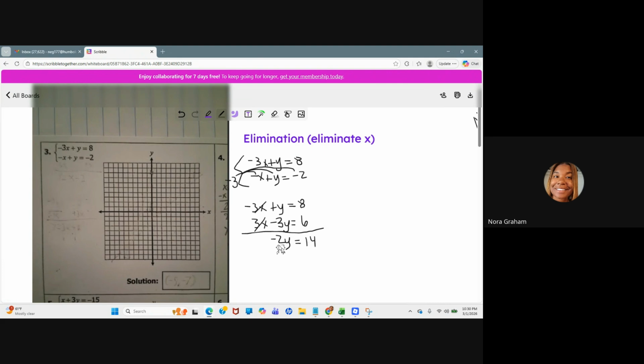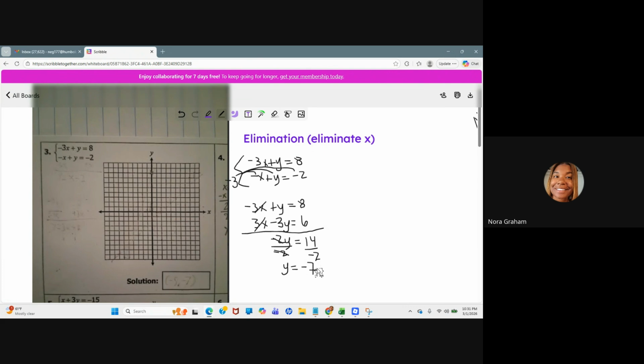Now I'm still trying to solve for my y variable. My negative 2 is being multiplied by my y. That's a coefficient of y. I want to get rid of that coefficient. I want my y all by itself. So I do the opposite of multiplication, which is division, and divide both sides by negative 2. The negative 2s cancel out. I get y equals, a positive divided by a negative is going to be negative. 14 divided by negative 2, that's going to give you negative 7.